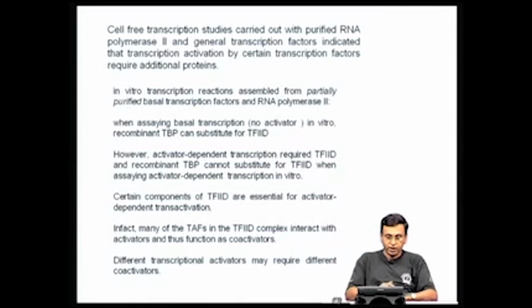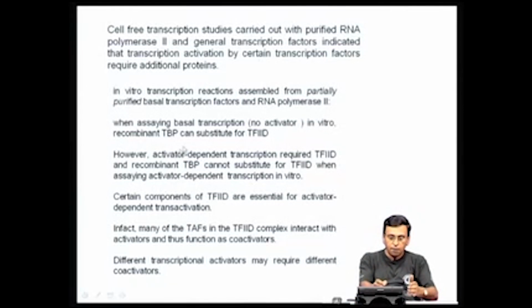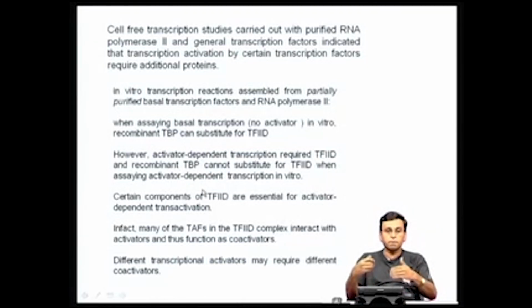When they did these kinds of studies, it became very clear that when you want to assay basal transcription, you can substitute TFIID with TBP. Now, as I told you, TFIID is nothing but TBP and TBP associated factors, or TAFs. If you just want to assay the basal activity of a promoter, a recombinant TBP instead of TFIID can demonstrate basal activation. But in such an assay, if you add a transcriptional activator and ask whether it can activate transcription, the TBP could not sustain activator dependent transcription. This means very clearly that TFIID, which contains TBP and TAFs, has TAFs with a very important role in facilitating activator dependent transcription in cell-free transcription assay systems.